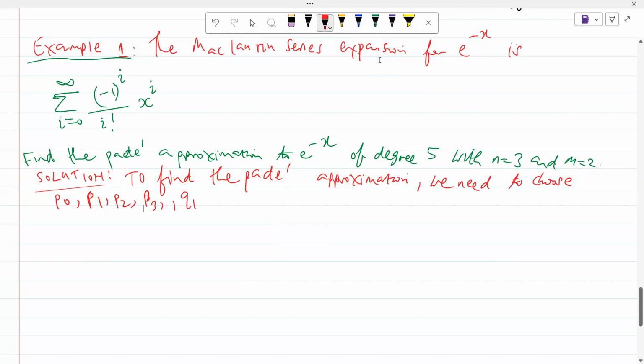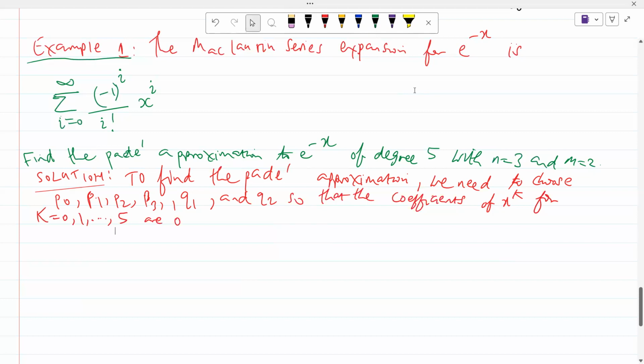Okay, we are coming to understand the meaning of all these things. And then Q2, for that, the coefficients of x to the power k for k equals 0, 1, up to 5 as 0 in the expression. Okay, we will understand what these words mean. Okay, we're going to solve now.